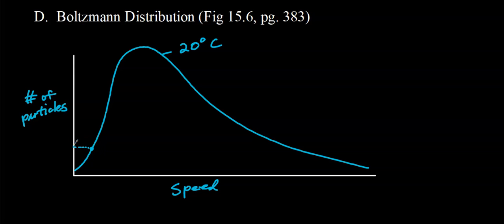We have a relatively low number of particles moving at a very low speed. If we pick something over here, again, we have a very small number of particles, if we go all the way to the right, moving at a really high speed. How about right here? We have a lot of particles moving at some intermediate speed, in between fast and slow.